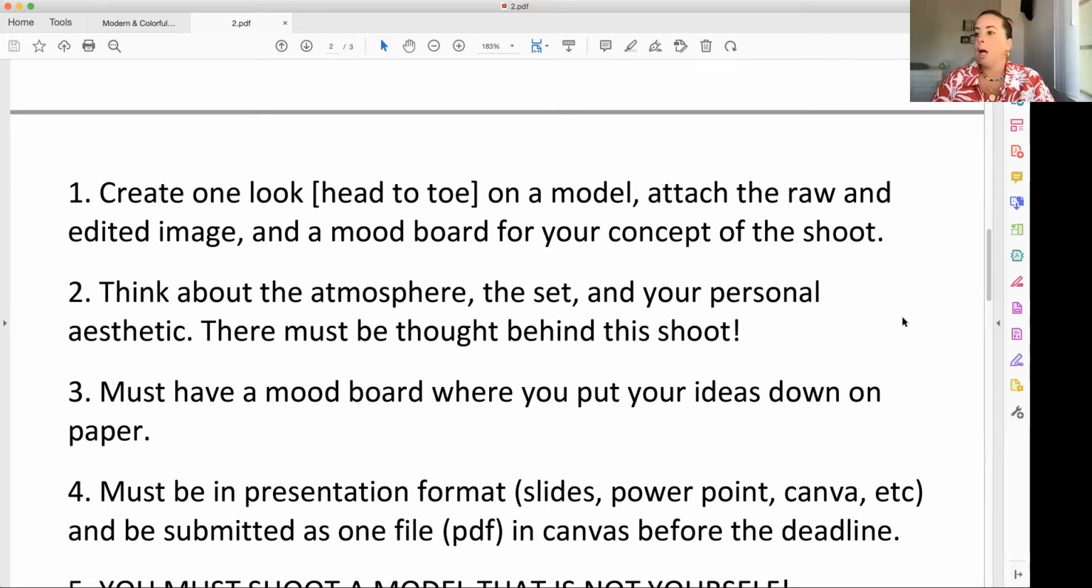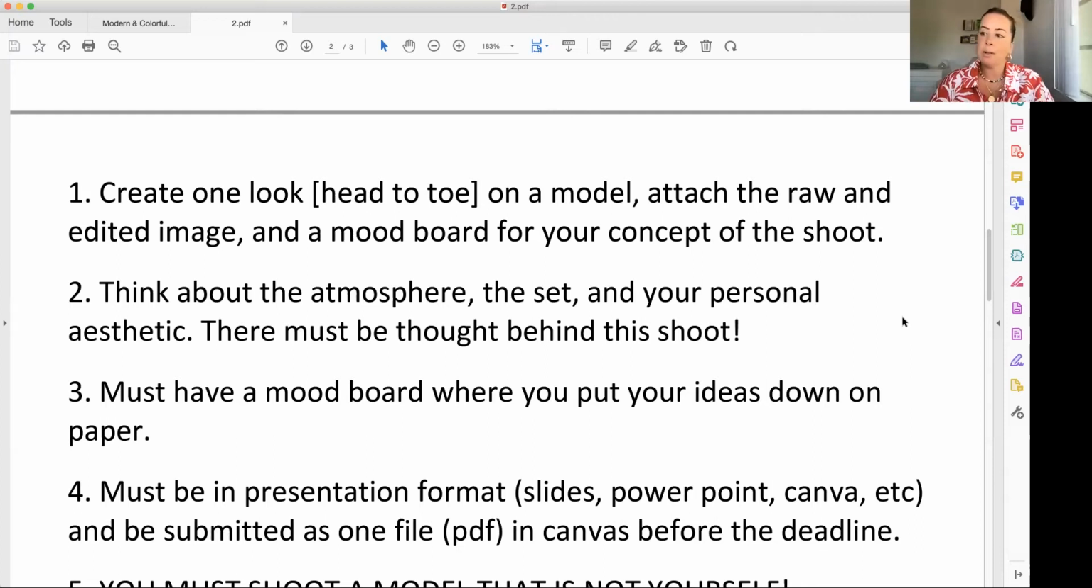Okay. You're also going to attach a raw and edited image. What that means is that I want to see an image that is raw. That means an image that has not been touched by any sort of editing tool. So once you select the image that you want to turn in, I want to see that image without any cropping or any editing or any Facetune or Photoshop. I want to see what you're starting out with.